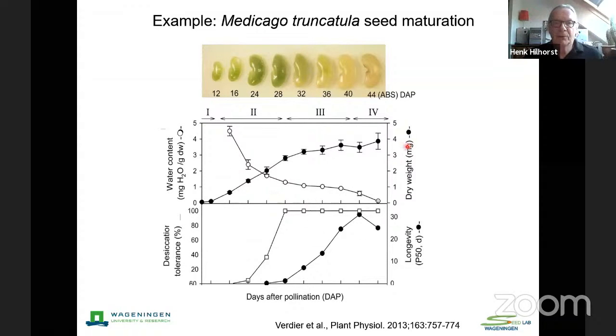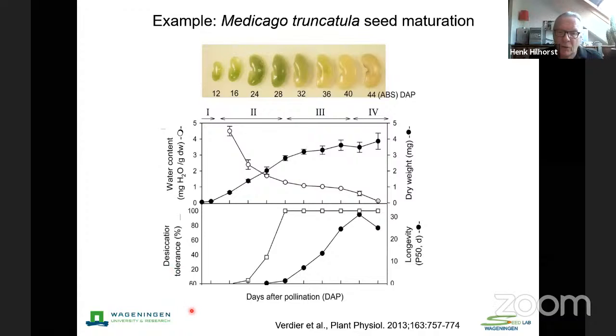There's a nice example: Medicago truncatula, a legume. You see here seed development from 12 to 44 days after pollination. The water content is dropping and the dry weight is increasing, as I have shown you before in a different graph. Here the desiccation tolerance was measured, and you see it is increasing, and it is 100% maximum at the moment that the water content becomes very low.